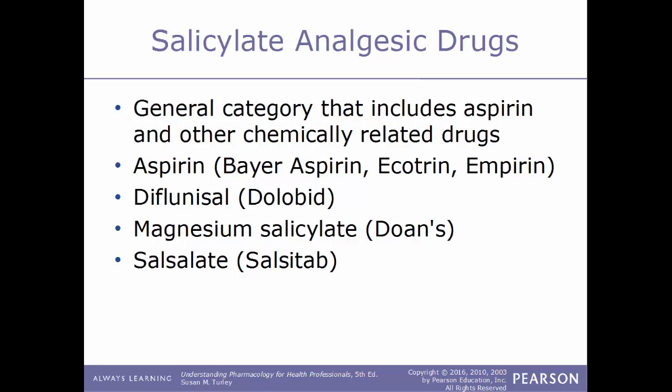We'll start off with the salicylate analgesic drugs. This is a very general category that includes aspirin and other chemically related drugs. So some common trade names you'll see aspirin sold under are Bayer aspirin, Ecotrin, and Empirin. Some other drugs that fit here: diflunisal, which is sold under the name Dolobid; magnesium salicylate, also known as Dones; salicylate, which is sold under the trade name Salsatab.